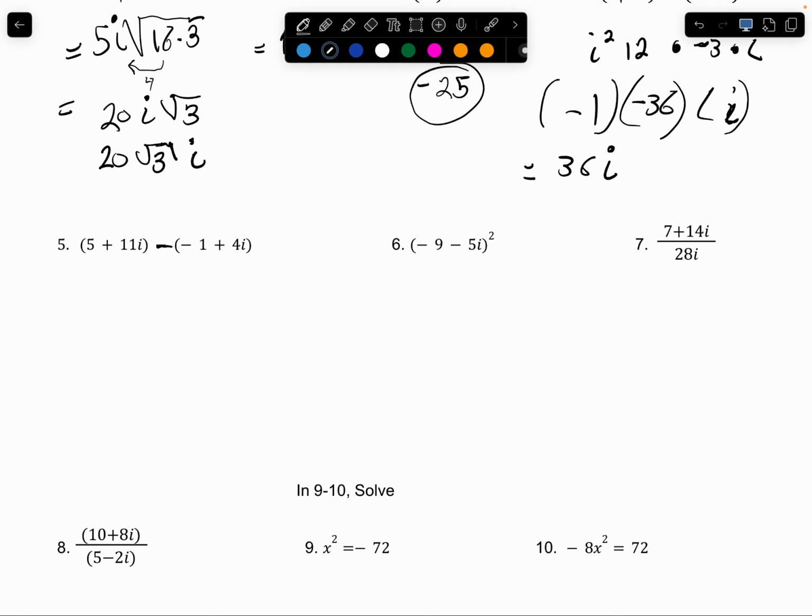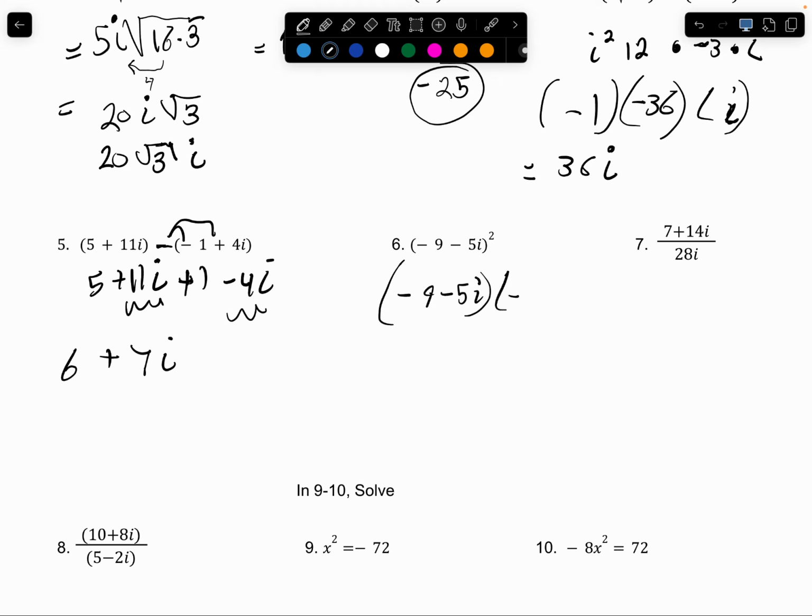Okay. This one, don't multiply. This is subtraction. 5 plus 11i. Change the signs of these things. So plus 1 and minus 4i. 11 i's take away 4 i's is 7 i's. And we have 5 plus 1 is 6. So 6 plus 7i.